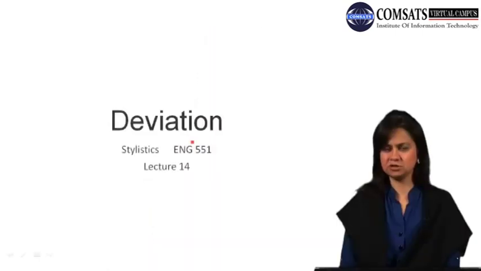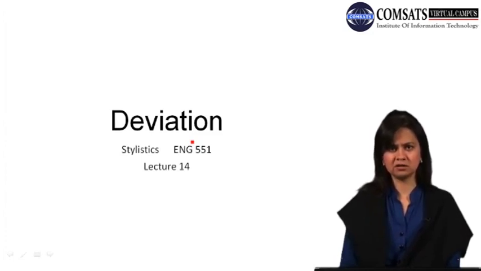So, first of all, we will have a look at a concept that lies within the theory of foregrounding, that is the concept of deviation. In today's lecture, we will talk about what deviation is, how it is achieved, what functions it performs in literary writing, and also what significant elements deviation encompasses within it, which can be utilized as a function that literature is supposed to produce and regulate in the reader's mind.